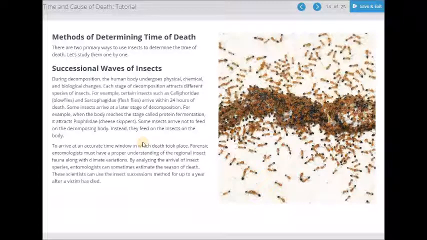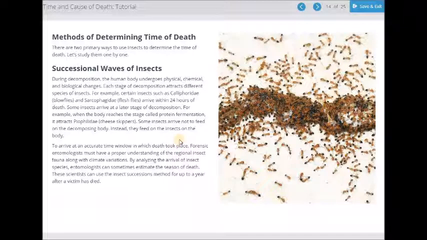Okay, you've seen flies flying around dead things, right? Well, that's what we're talking about. Within 24 hours, the flies are trying to find ways to get into the flesh to see if there's something they can eat. Later on, you get more. For instance, when it reaches a certain stage called protein fermentation, where the proteins start to break down, it attracts a type of bug from the family Pyophilidae called cheese skippers. Some insects arrive not to feed on the decomposing body, instead they feed on the insects that are eating the body. So you get this whole food chain going on here, but again, they are predictable in when the timing is when they show up.